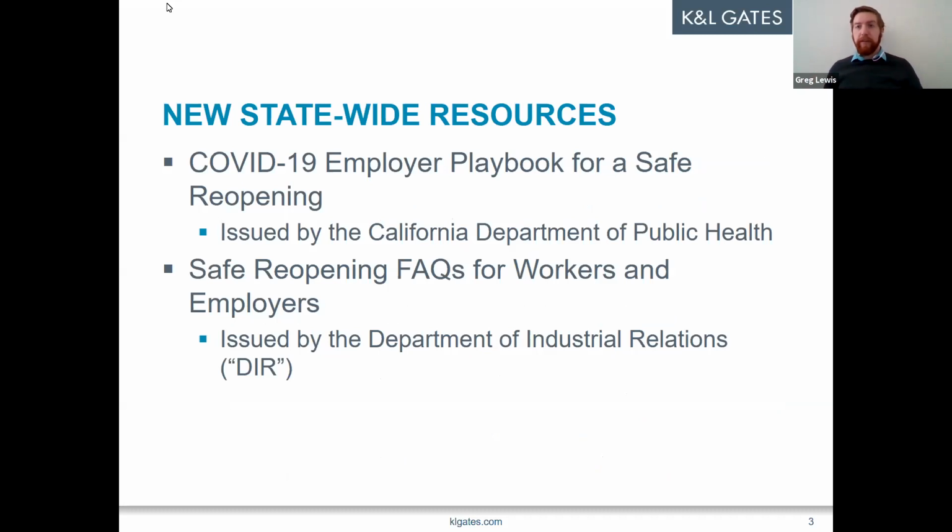And to assist with the reopening process, the state of California's Department of Public Health, as well as its Department of Industrial Relations, has released 2 major resources for employers to help them determine how they can reopen safely. First, you have the COVID-19 Employer Playbook for a Safe Reopening. That is the Department of Public Health resource. But then there's also some Safe Reopening Frequently Asked Questions for workers and employers, and that's issued by the DIR. We're going to start with the Employer Playbook, and then we're going to move into the DIR's FAQs, just some brief points on that. All right, next slide, please.